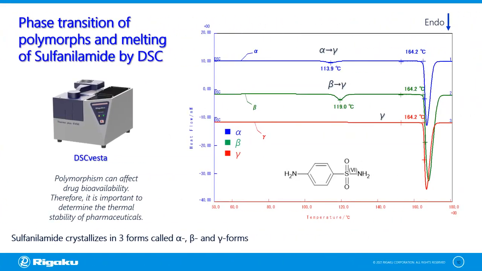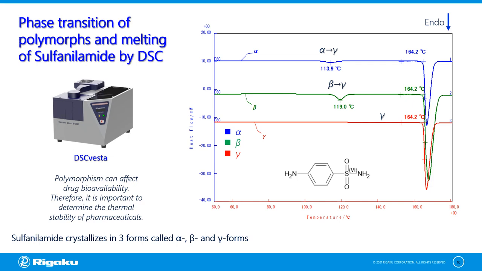Polymorphism in active ingredients can affect its bioavailability. Therefore, it is important to determine the thermal stability of pharmaceuticals. Here is an application on the phase transitions in different forms in sulfanilamide using DSC.